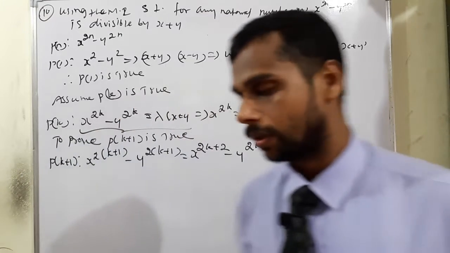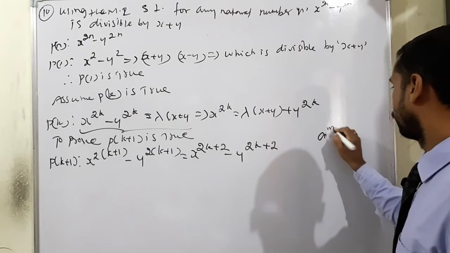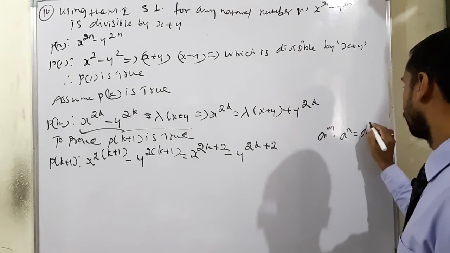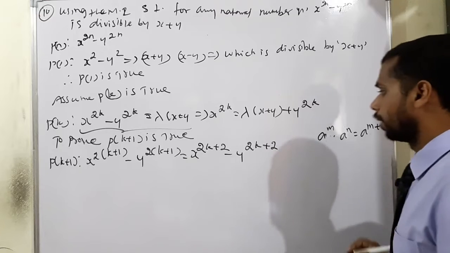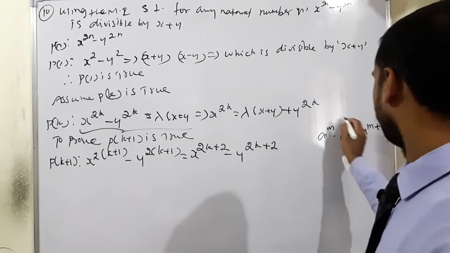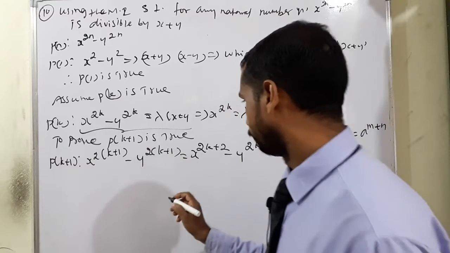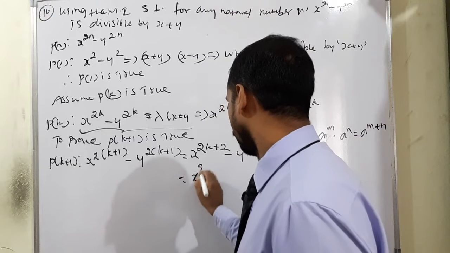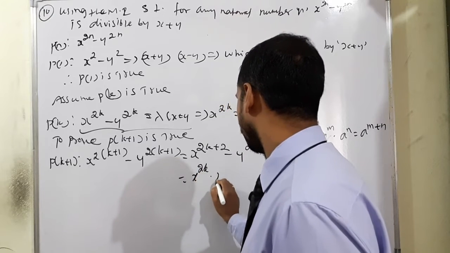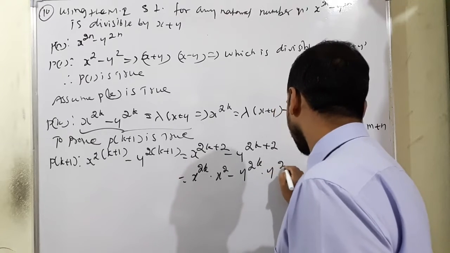Already we know, from last year's topic, the law of indices: a to the power m into a to the power n means a to the power m + n. Already we have the right hand side value, you have to equate in reverse order. a to the power m into a to the power n, what will happen, is equal to x to the power 2k into x squared minus y to the power 2k into y squared.